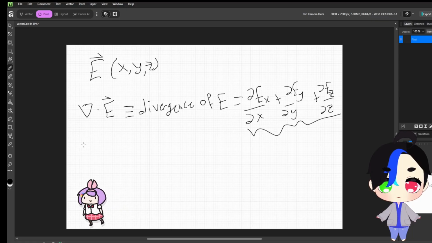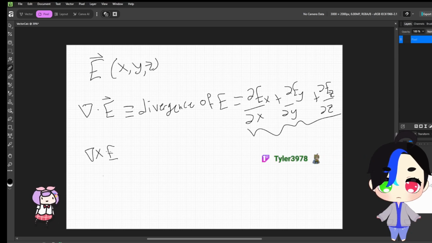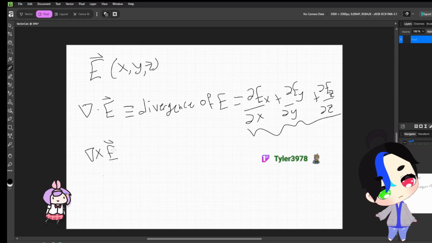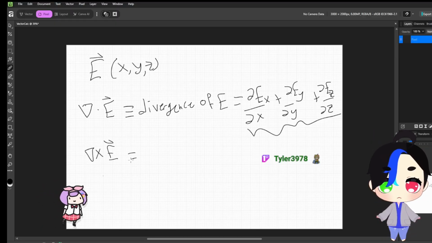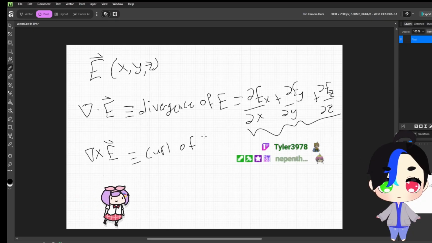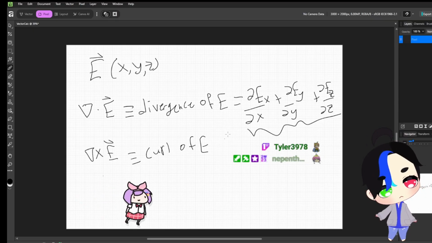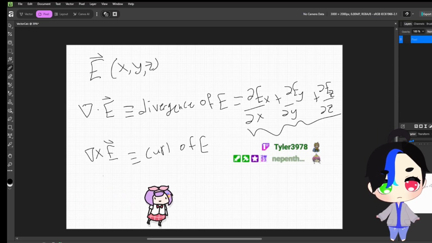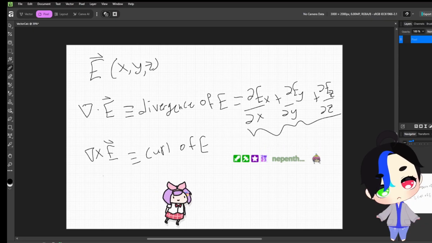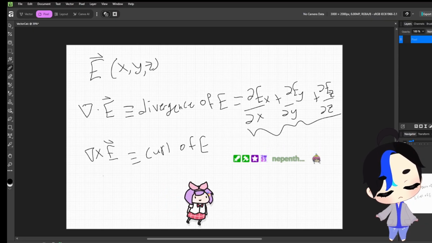So next we have what happens if we take the cross product. Del cross E. This is called the curl of E, which has a much more complicated formula, and I'm not going to go into it. You can look it up if you want.